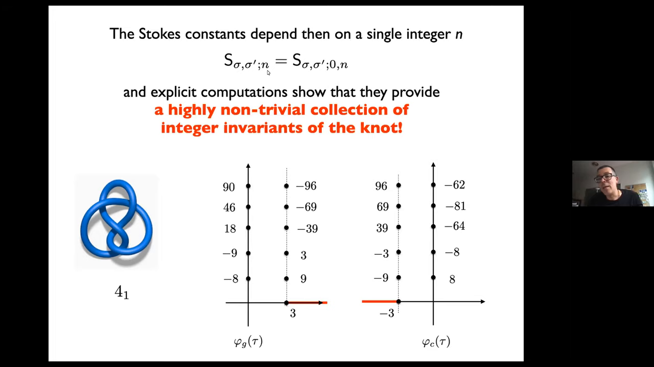And the way we discovered this is the hard way, by just calculating them numerically. And when we calculated them numerically, we found that with very high precision, these numbers were actually integers, after using the natural normalization of this series appearing from the expansion of the state integral. And they were really giving you a highly non-trivial collection of integer invariants of the knot. So I wrote some of them for you. You can see that these are highly non-trivial integers.